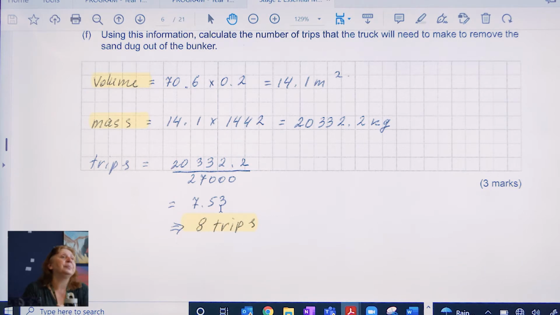So if they get the answer wrong but round up correctly, they will have the mark for that. They show they understand what's going on. Questions? No?